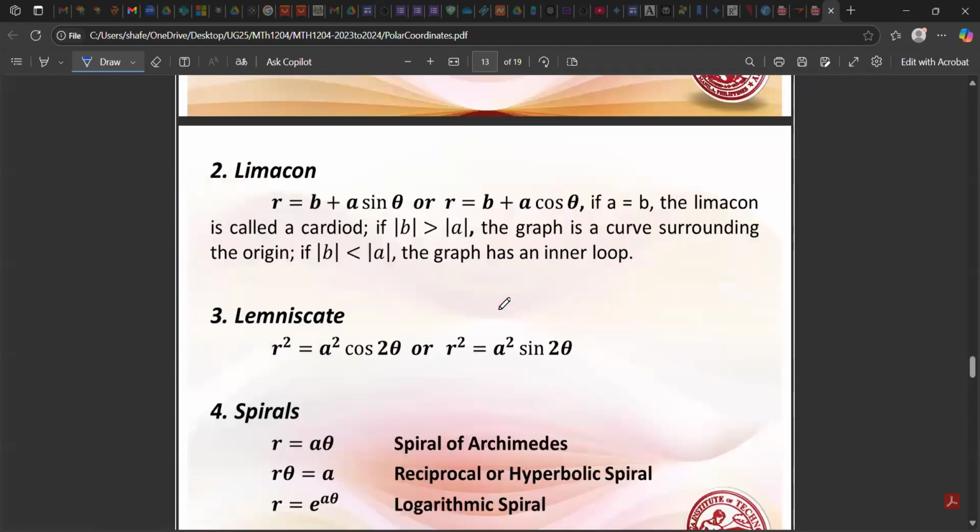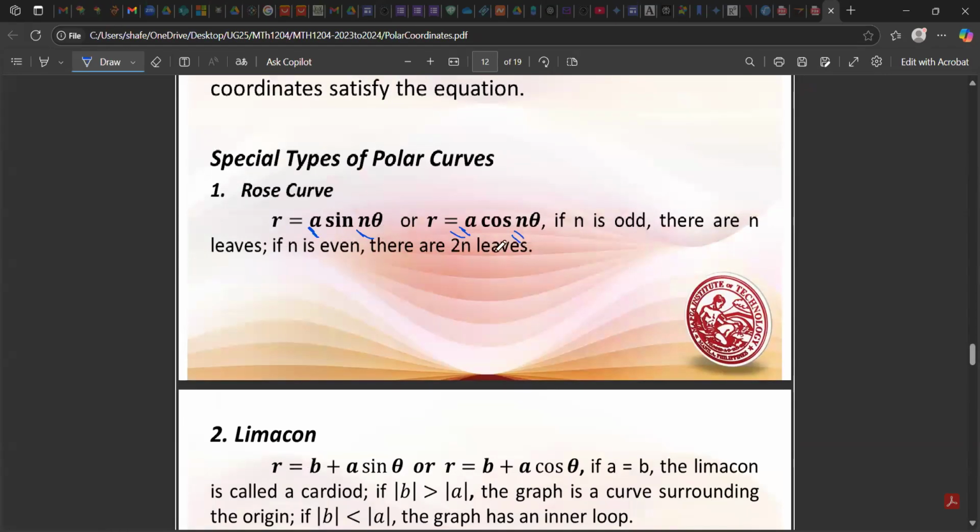N. Remember, there's an N in the formula. If N is odd, you get N A, and if N is even, you have 2N A, right? I want you to check on your own using Desmos. Figure out when you have sine and when you have cosine. How is the graph different?